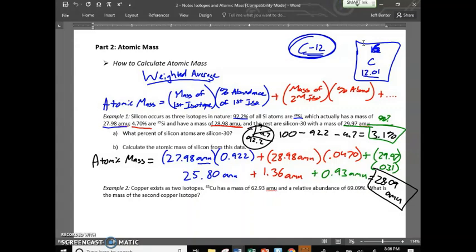You might be wondering, why on earth do we have to do this if we can just look on the periodic table? Valid question, but we do it anyways. Okay. I'll let you go ahead and try number 2 here. The difference here is that we don't know the mass of the second copper isotope, and so we got some different unknowns, but the exact same process in reverse, basically. So I'll let you work it out here, and I'll meet you back here in a second.